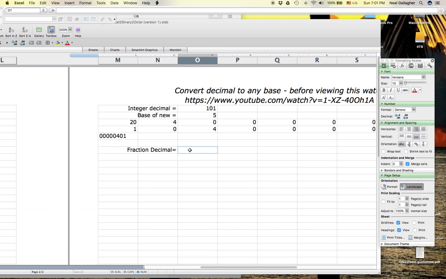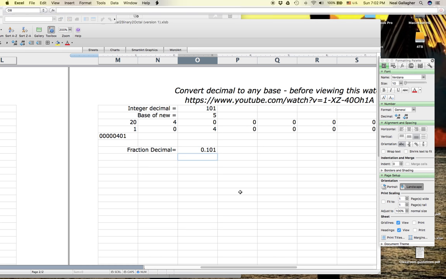I'm going to use the same base. And let's say my fraction decimal here is 0.101. Now we know with fractions that this represents 1/10, this represents 1/100, and this represents 1/1000. Now we want to turn it to base 5, and when we have a number in base 5, this would be 1/5, 1/25, and 1/125 in base 5. So I want to convert this fraction in decimal to a fraction in base 5.